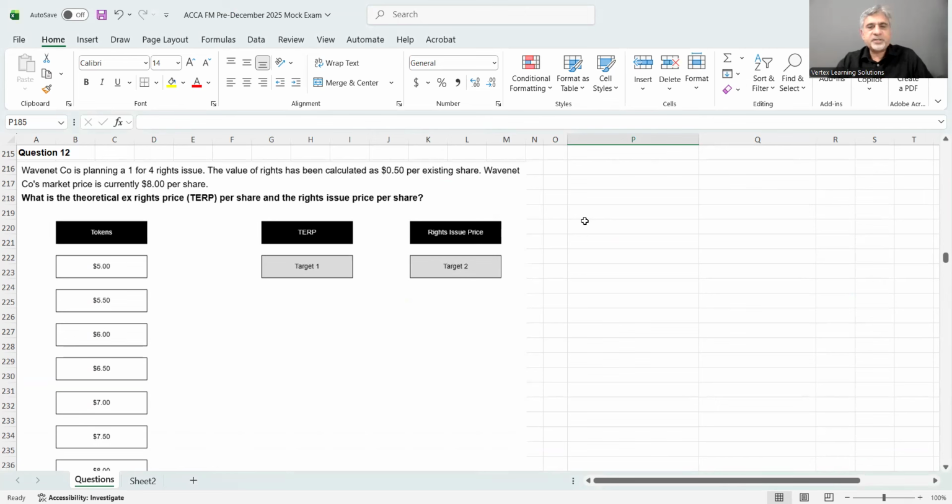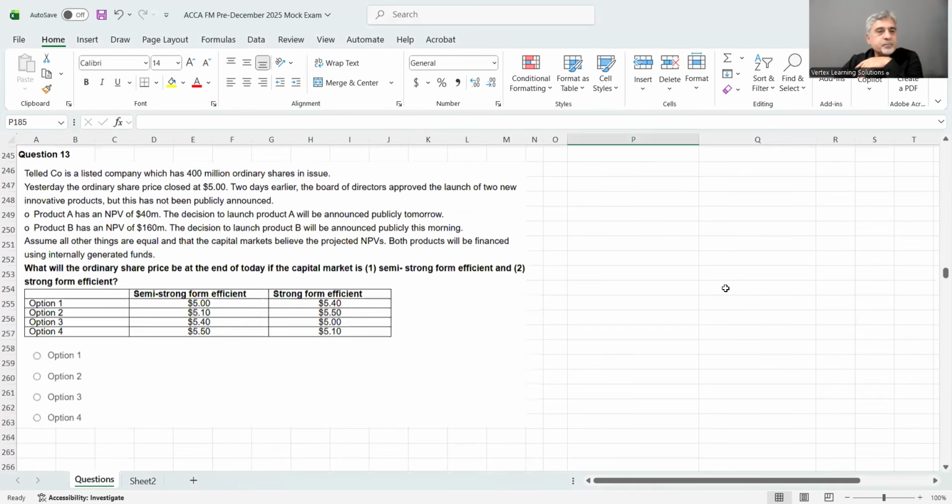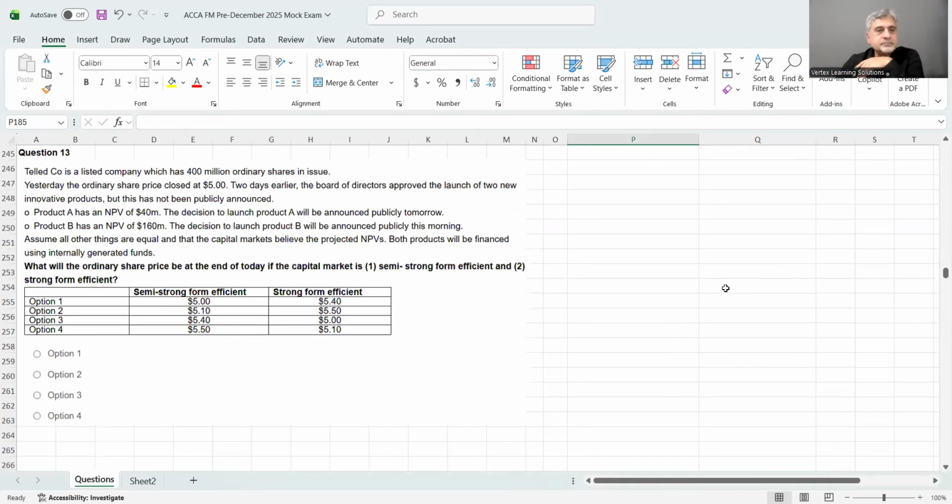Okay. Next question is question number 13. Telt company is a listed company which has 400 million ordinary shares in issue. Yesterday, the ordinary share price closed at $5. So please pay attention. Two days earlier, the board of directors approved the launch of two new innovative products, but this has not been announced publicly.